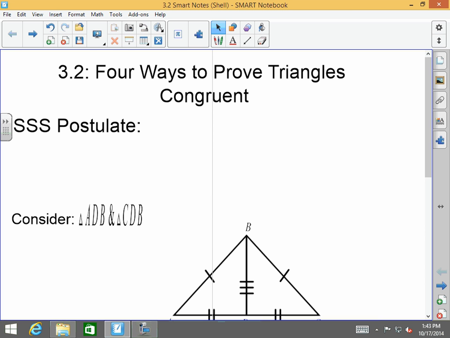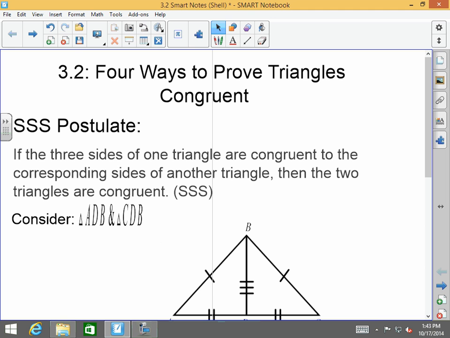The first postulate we're going to learn today is called the SSS Postulate, and that stands for side, side, side. The SSS Postulate states, if 3 sides of one triangle are congruent to the corresponding sides of another triangle, then the 2 triangles are congruent.